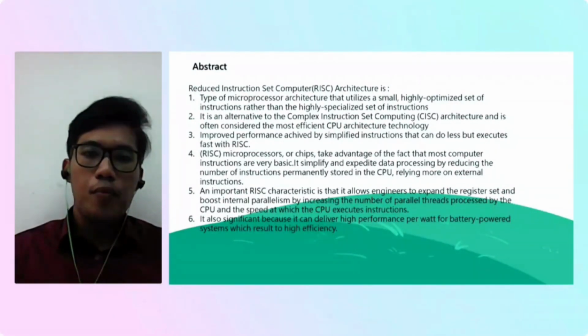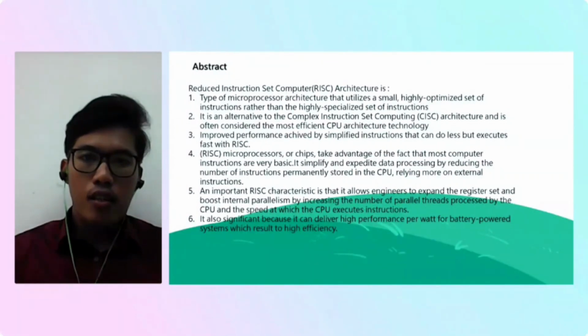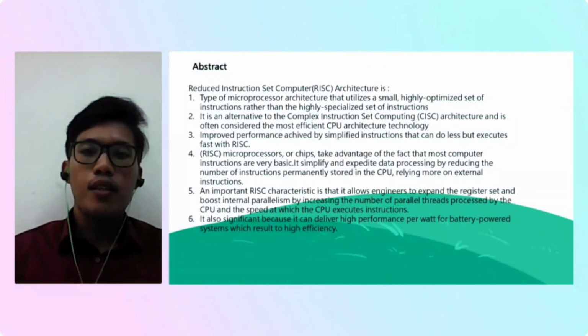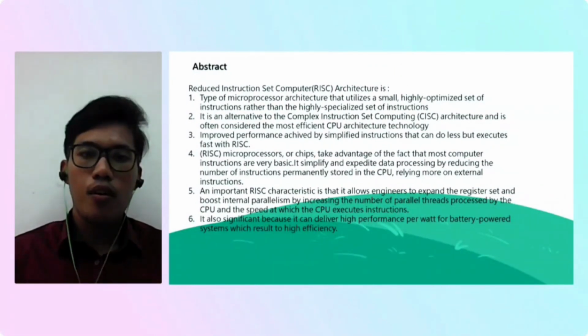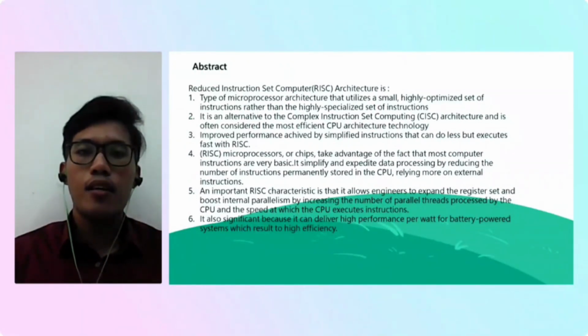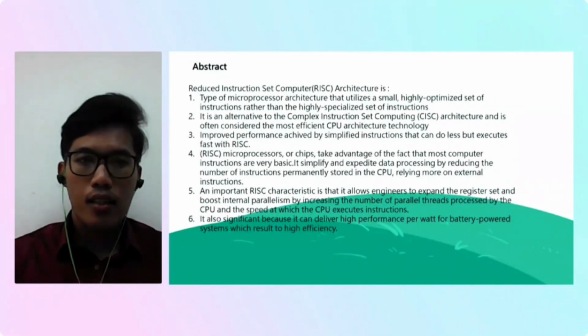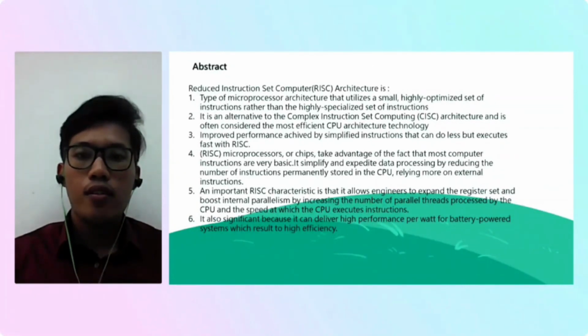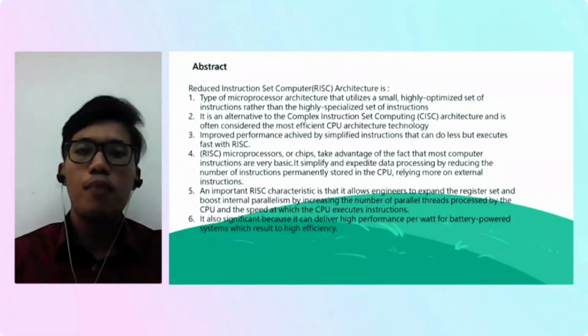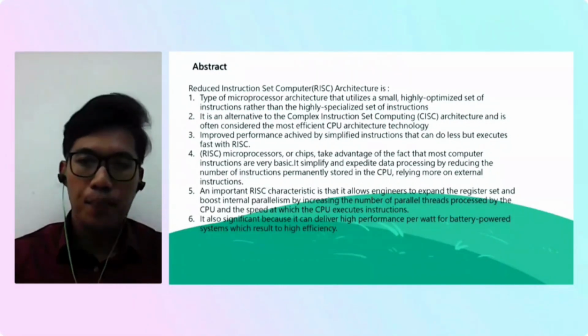Reduced instruction set computer (RISC) architecture is a type of microprocessor architecture that utilizes a small, highly optimized set of instructions rather than the highly specialized set of instructions. Number two, it is an alternative to the complex instruction set computing (CISC) architecture and is often considered the most efficient CPU architecture technology. Number three, improved performance is achieved by simplifying instructions that can do less but execute fast with RISC.